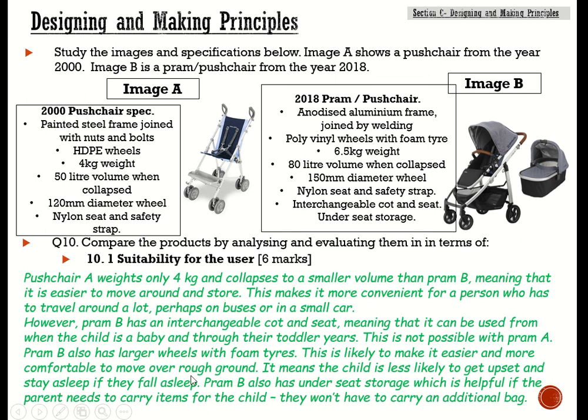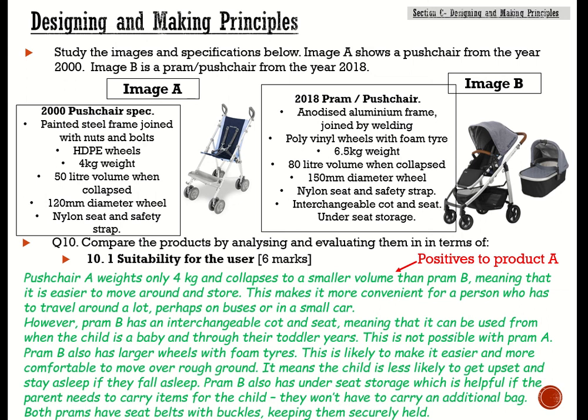Which is helpful if the parent needs to carry items for the child. Okay, notice how the answer is structured. We've got positives here for product A, positives for product B, and we've got some similarities in the product here. Okay, and that both prams have seat belts. Okay, so a range of points justified, positives and negatives relating to the user.